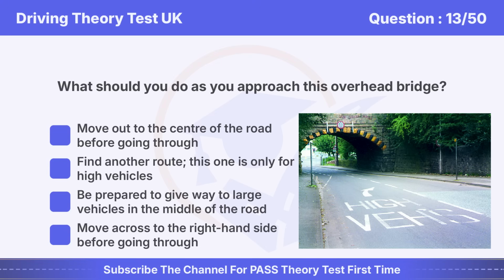Question 13. What should you do as you approach this overhead bridge? Option A. Move out to the center of the road before going through. B. Find another route. This one is only for high vehicles. C. Be prepared to give way to large vehicles in the middle of the road. D. Move across to the right-hand side before going through.